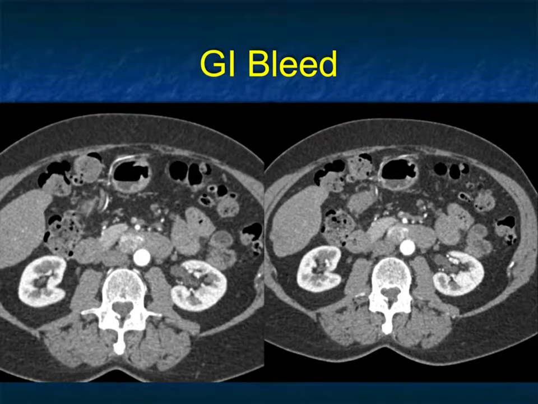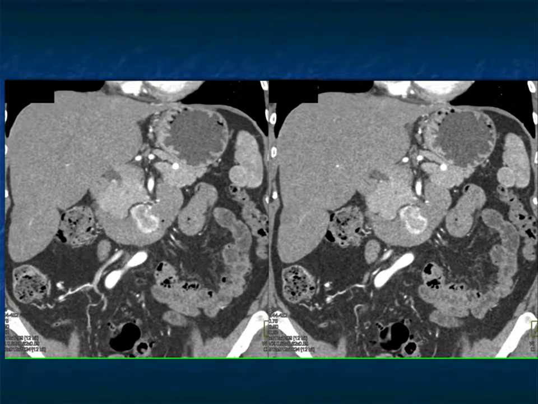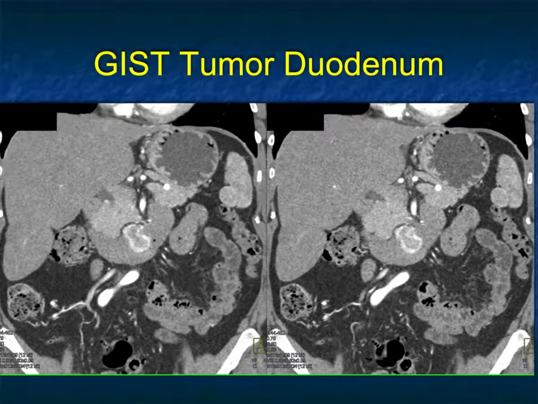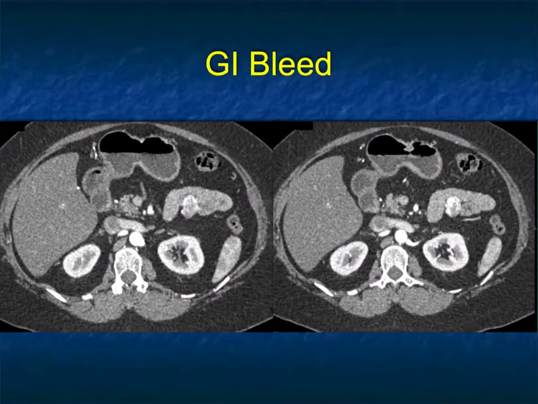Another patient, you can see in the third portion of the duodenum, this high density area. There's bleeding, and when you look carefully, there's an underlying mass present. Again, very similar to the last case, though some of this lesion is exophytic, and that was a GIST tumor in the third portion of the duodenum.